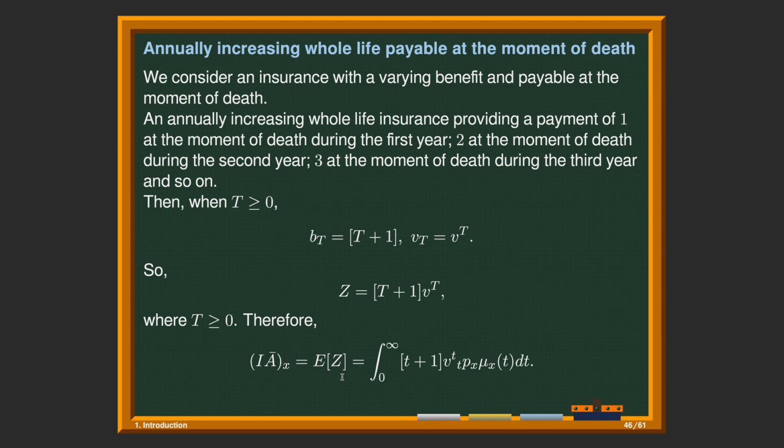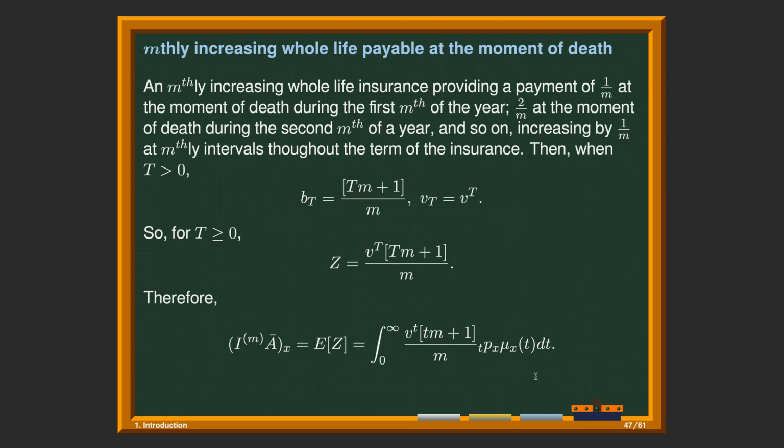So the expectation of z will take this integral form, right? So it's the integral of the greatest integer value of t plus 1, v to the t, tpx mu sub x of t dt from 0 to infinity. And we will use this representation for the net single premium. The capital I will refer to an increasing benefit insurance, starting with 1 and then 2, then 3, and so on. And then the bar on top of capital A again would mean that it is payable at the moment of death. The subscript x tells us that it is a whole life insurance.